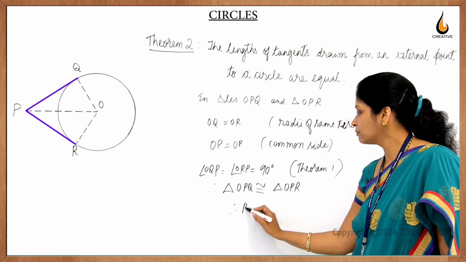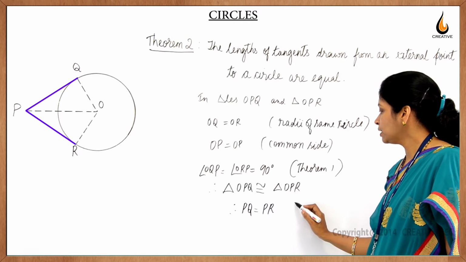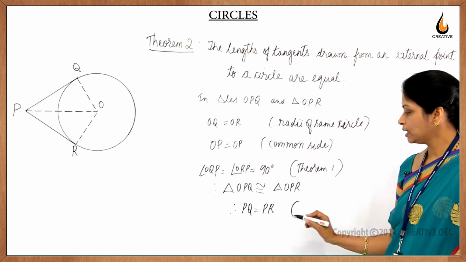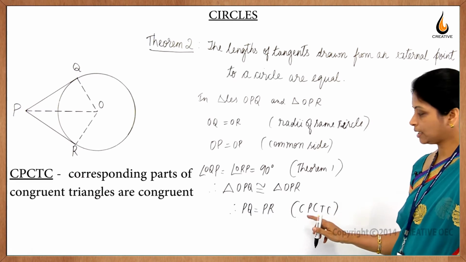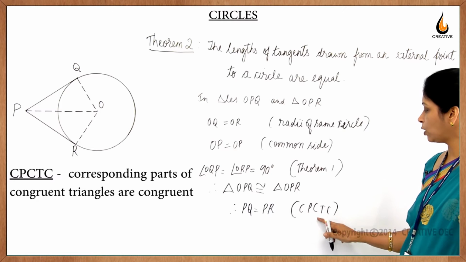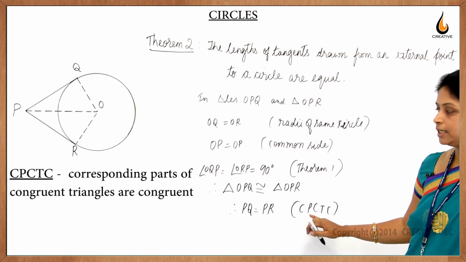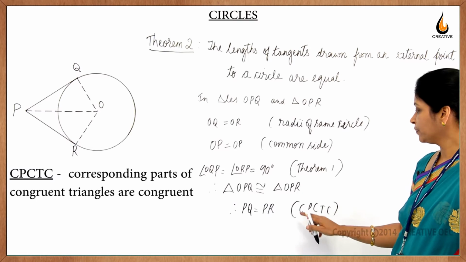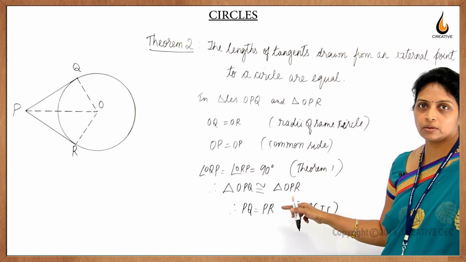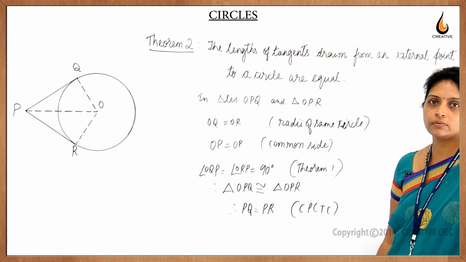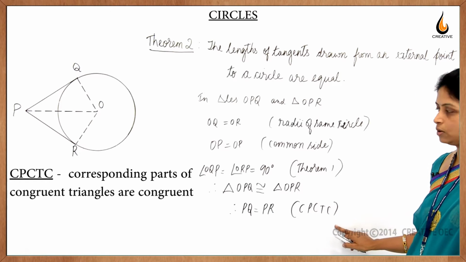Therefore PQ is equal to PR, and the reason for this we will write as CPCTC. This means corresponding parts of congruent triangles are congruent. This is the short form we write for this. This will be given in the textbooks also. CPCTC means when we prove that two triangles are congruent, their corresponding parts also will be equal. Corresponding parts of congruent triangles are congruent.